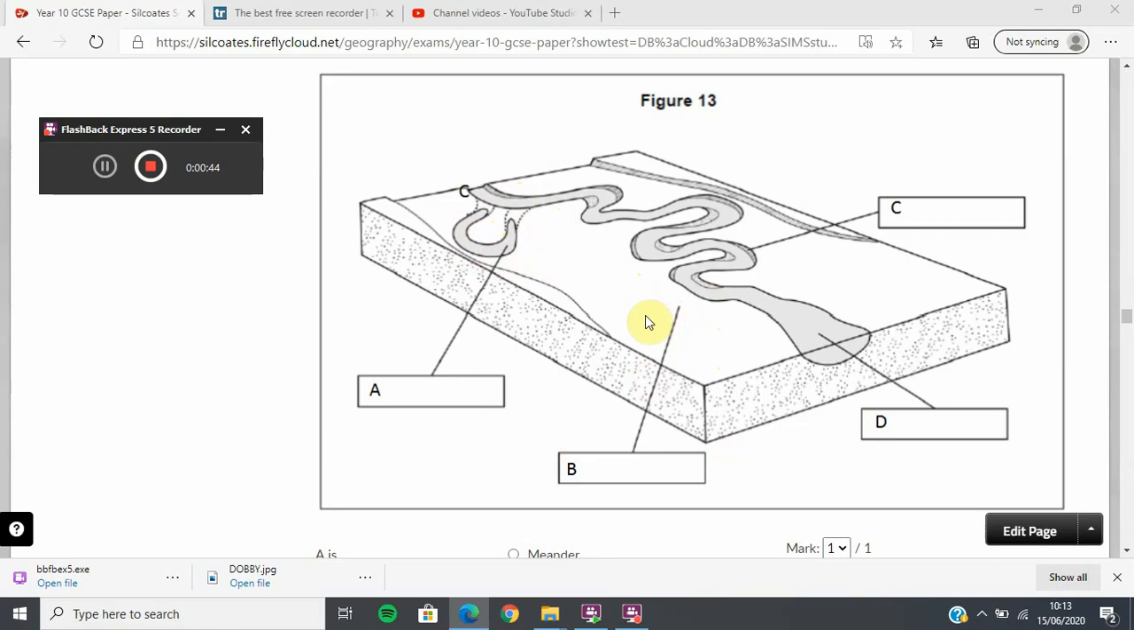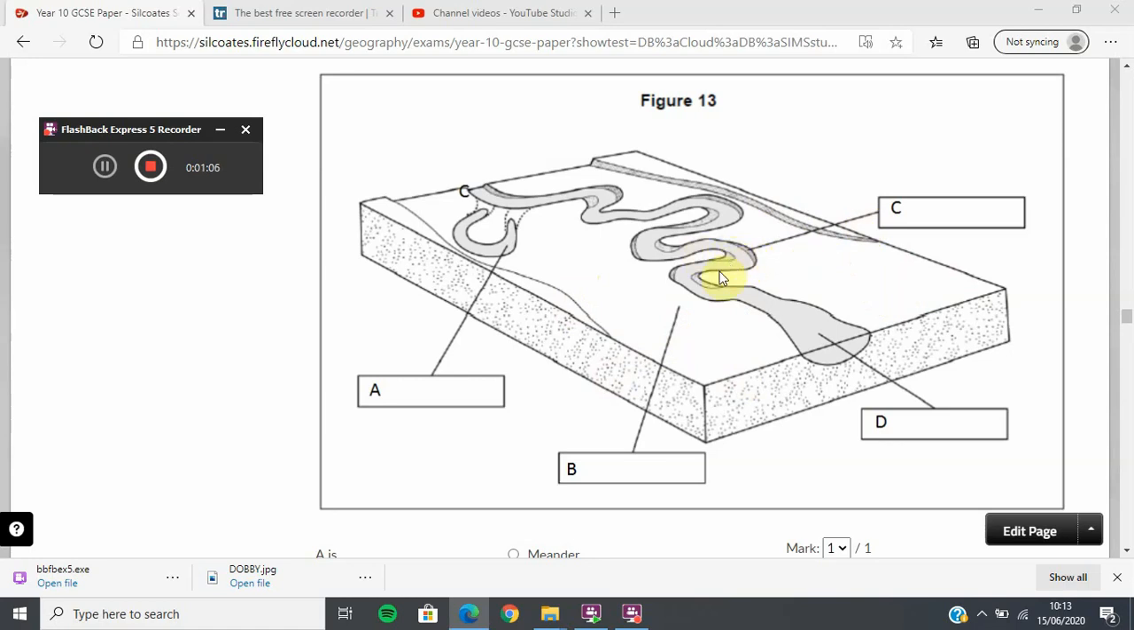It's next to the river, the side of the river, on this flat area of land between the valley sides. The valley edges are there and there, very wide, and that is the floodplain. So all of this area here and on this side over here, that's all the floodplain, flat area of land next to the river. C then is a meander.